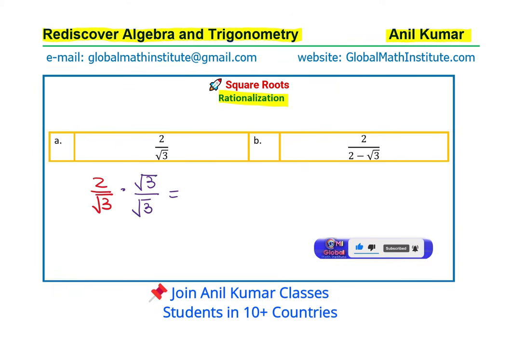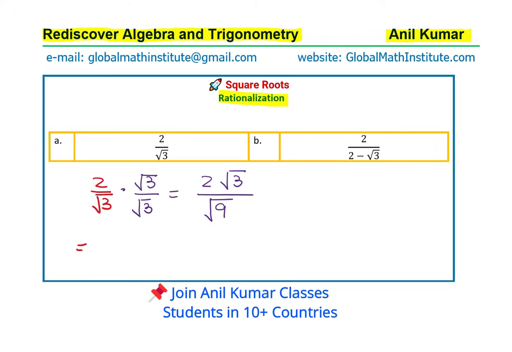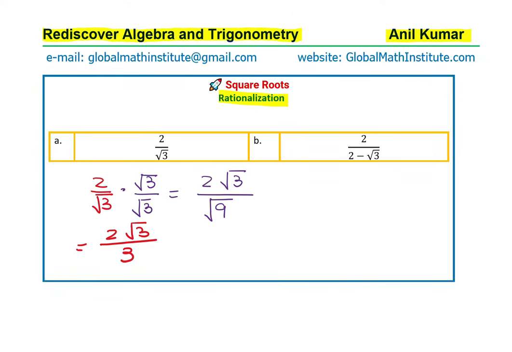Once you do that, what you get is 2 square root 3. And in the denominator, square root 3 times square root 3 is 3. One more step which you could do is, if you multiply 3 and 3, that is 9, you get square root of 9. Some students do prefer to write like this. However, you could straight away write down 2 square root 3 over 3 as your final answer after rationalization.